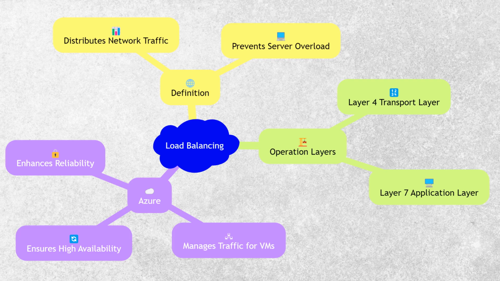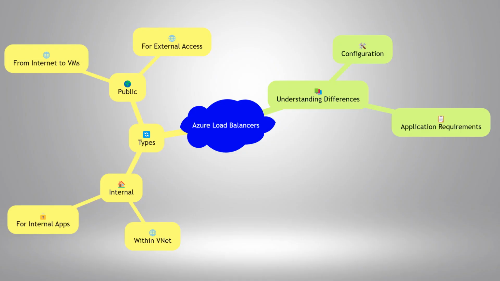Load balancers can operate at different layers of the OSI model, including Layer 4, Transport Layer, and Layer 7, Application Layer. In Azure, load balancers are used to manage traffic for applications running in virtual machines, VMs, ensuring high availability and reliability. Azure offers two main types of load balancers: internal and public.